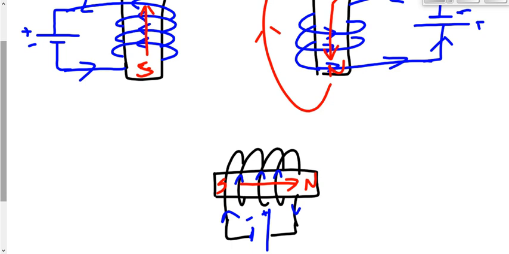So we got two rules now. We got the wire grasp rule, which says thumb, current, fingers, field, and we've got the coil rule, which says fingers, current, thumb, field. Neither one is crazy hard, but once we start dealing with both of them, sometimes we end up getting them mixed up. Just logically think through, remember which rule is which, and then logically think through what you've got in each case.